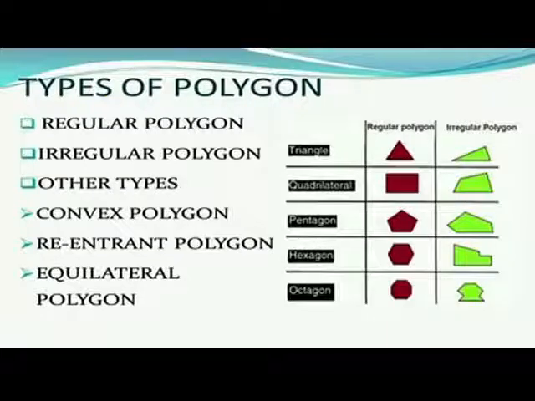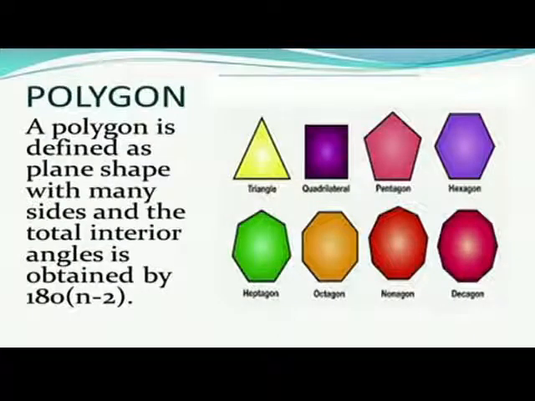We have pentagon. Pentagon is a polygon of what? 5 sides. We have hexagon. Hexagon is a polygon of what? 6 sides. We have heptagon. Heptagon is a polygon of what? 7 sides. We have octagon, 8 sides. We have nonagon, 9 sides. Decagon, 10 sides. Undecagon, 11 sides. We have duodecagon, 12 sides. And let me solve now.